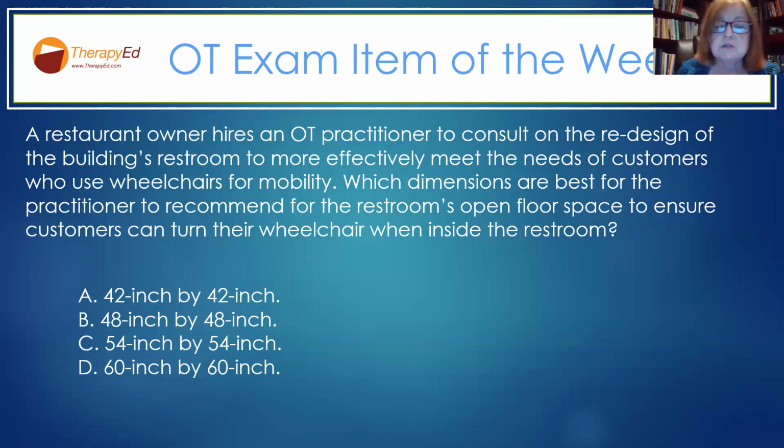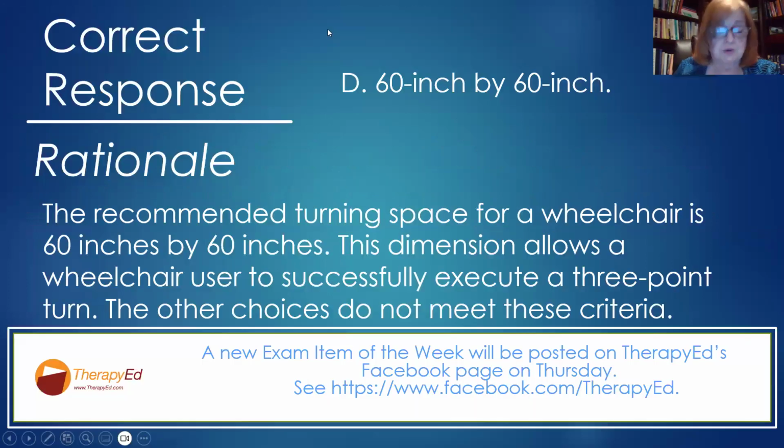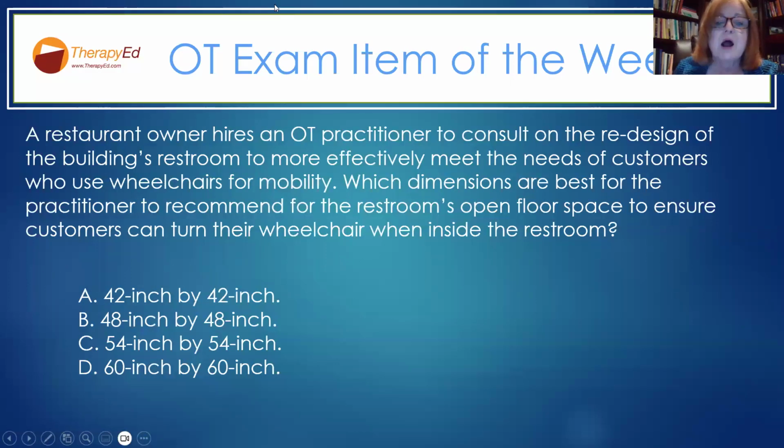So I'm going to ask you guys to look at this, and this would be an example of an exam item that you might see on your exam. A restaurant owner hires an OT practitioner to consult on the redesign of the building's restroom to more effectively meet the needs of customers who use wheelchairs for mobility. So basically, he wants to apply universal design and ADA. Which dimension is best to recommend for the open floor space so customers can turn their wheelchair when inside the restroom with ease?